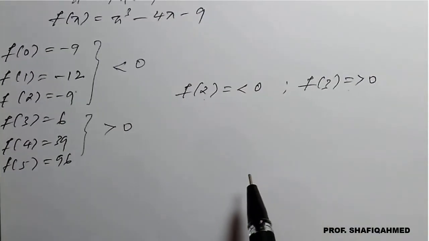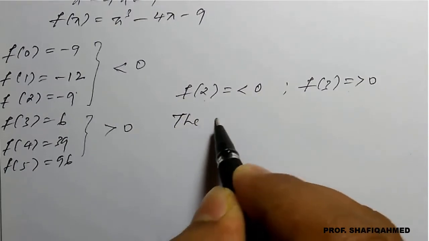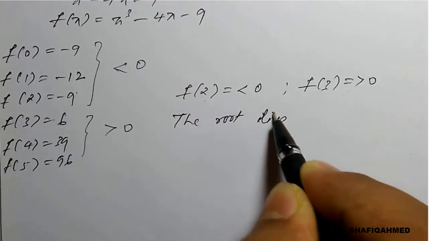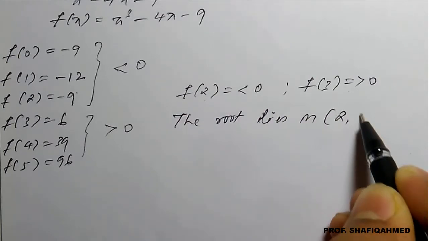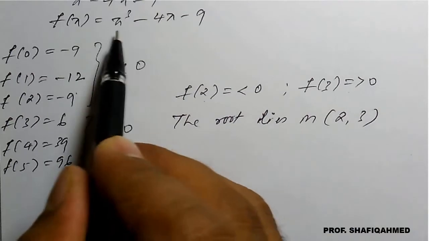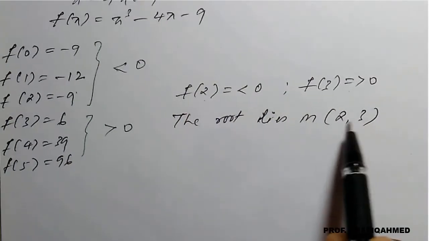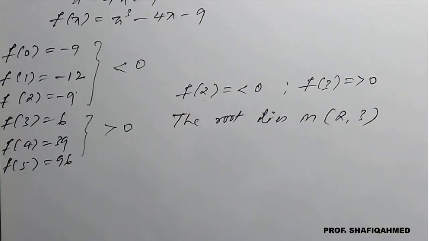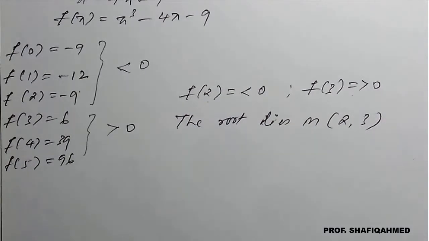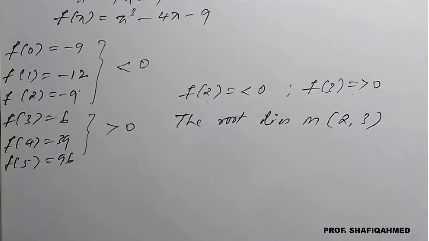So I can say that the root lies in 2 and 3. It means the answer for this given equation will be in between 2 and 3. So that is the meaning here. So this is a general concept. I want to show you how it works here, so we'll see one more point.